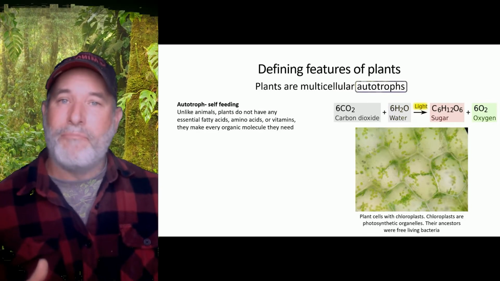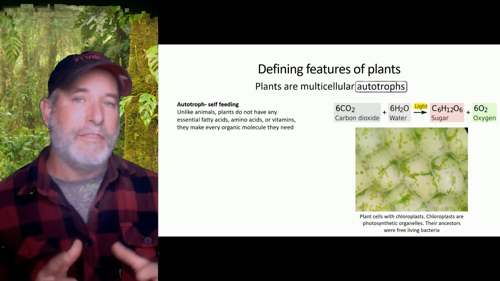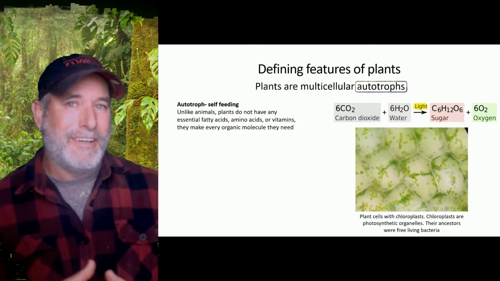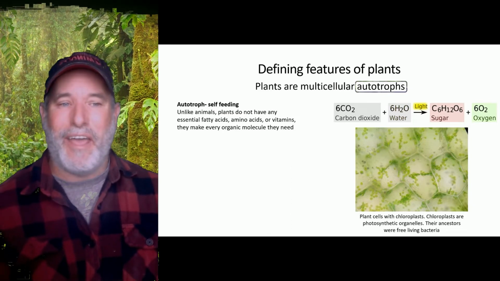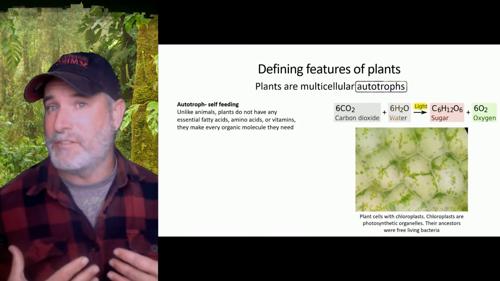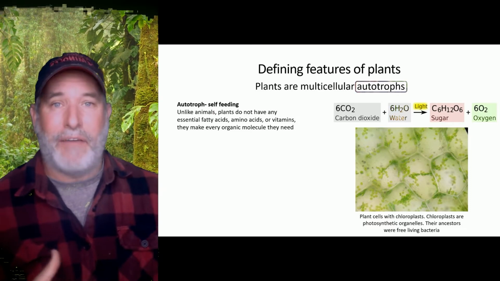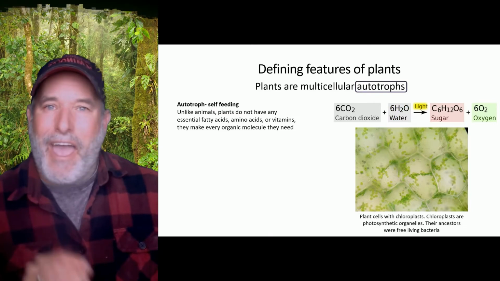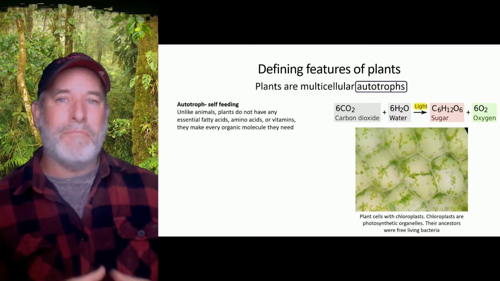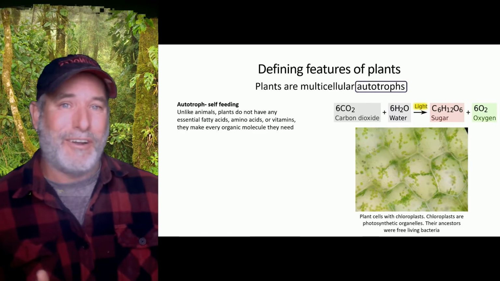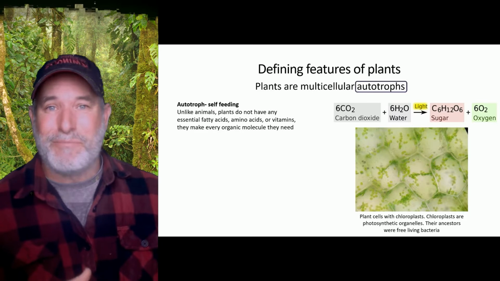And they are capable of making every molecule they need. At least most plants can. And so they don't have essential fatty acids. They don't have essential amino acids or vitamins. We have vitamins and these essential nutrients that we have to have. We can't make them. Plants can make every single organic molecule they need from, like I said, carbon dioxide, water, and a little bit of fertilizers and some minerals in the ground.